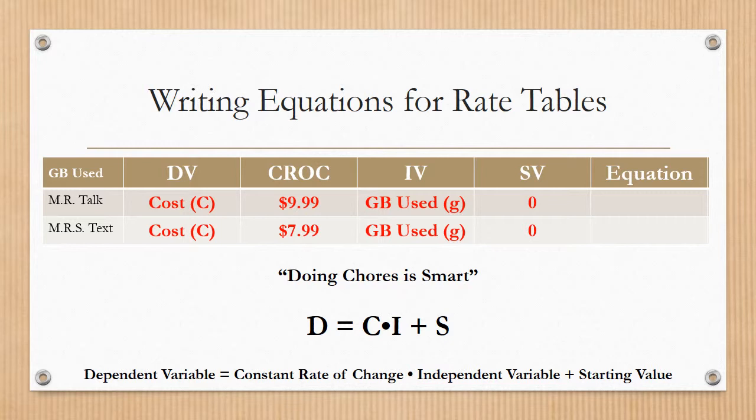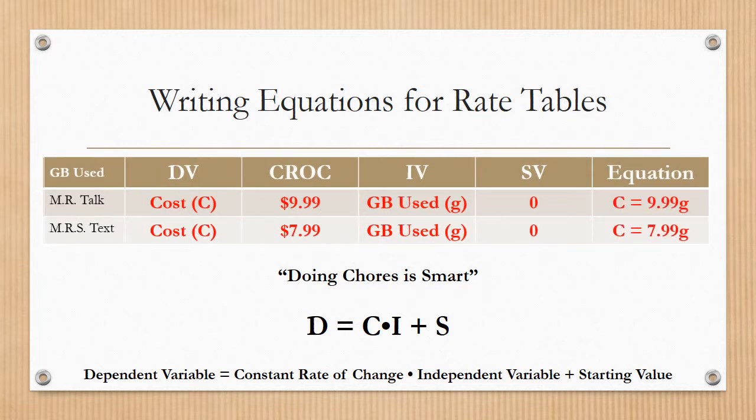And so if we put this all together in dependent variable equals constant rate of change times independent variable plus starting value, we're going to have C equals $9.99 times G. And I could put a plus 0 on the end of these equations, but if our starting value is 0, it doesn't make sense to write plus 0. So for MRTalk, we have C equals $9.99G, and for MRS text, we have C equals $7.99G. Once again, C being the cost, G being the amount of gigabytes used, and the $9.99 and the $7.99 being my constant rate of change, how much my price is going to increase for every 1 gigabyte of data that I use.